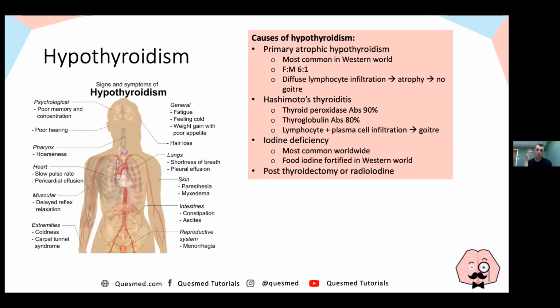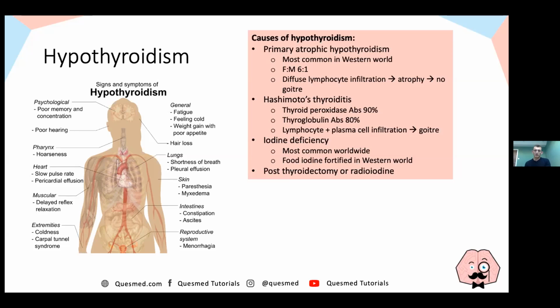Now thinking about the autoimmune cause of hypothyroidism, Hashimoto's thyroiditis, which we've just covered in this question. It's autoimmune. You get lymphocyte and plasma cell infiltration into the thyroid, which causes a painless goiter. Antibodies associated here are thyroid peroxidase antibodies, which are seen in about 90% of patients with Hashimoto's, and thyroglobulin antibodies, not serum thyroglobulin, which are seen in 80% of patients with Hashimoto's.